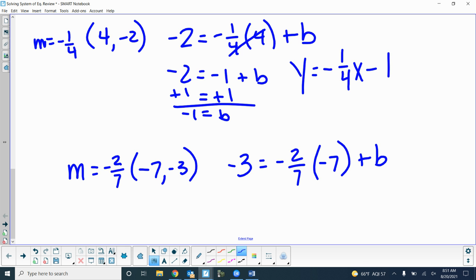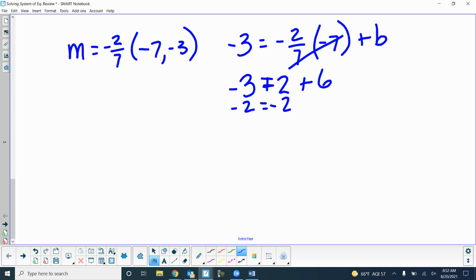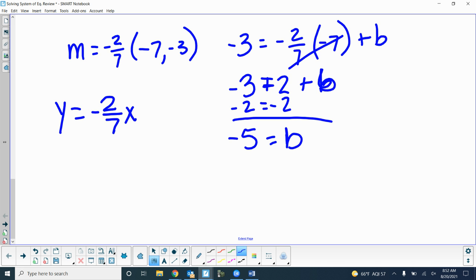Now I have a negative times a negative. So when those cancel, what happens to the 2? +2. Equals 2. So I'm going to subtract 2. What's a -3 and a -2? -5. Why did I make that a 6? All right. So -2/7 x minus 5 in slope-intercept form.